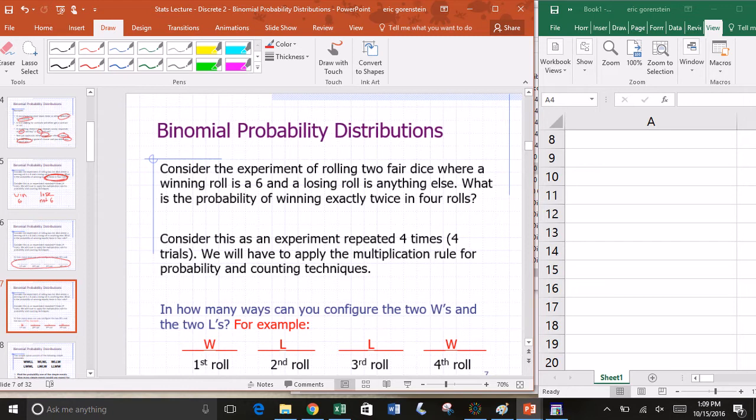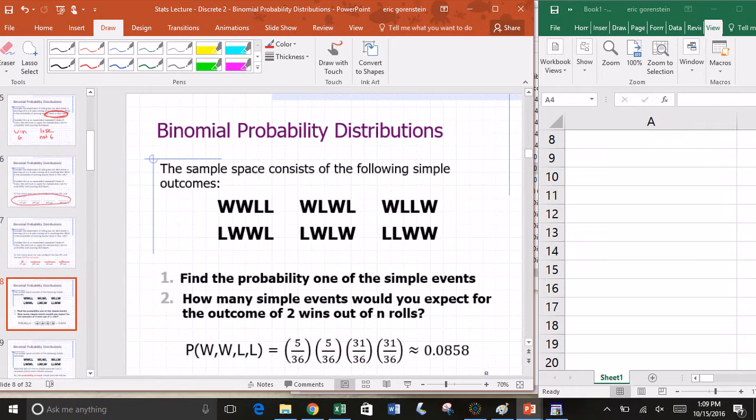So if we listed all possible ways of winning twice out of 4 rolls, there are 6 possible ways. You can win in rolls 1 and 2, 1 and 3, 1 and 4. You could win in rolls 2 and 3, 2 and 4, or rolls 3 and 4. So we have 6 different simple outcomes that all correspond to winning twice and losing twice. So I'm going to look at specifically this first one.